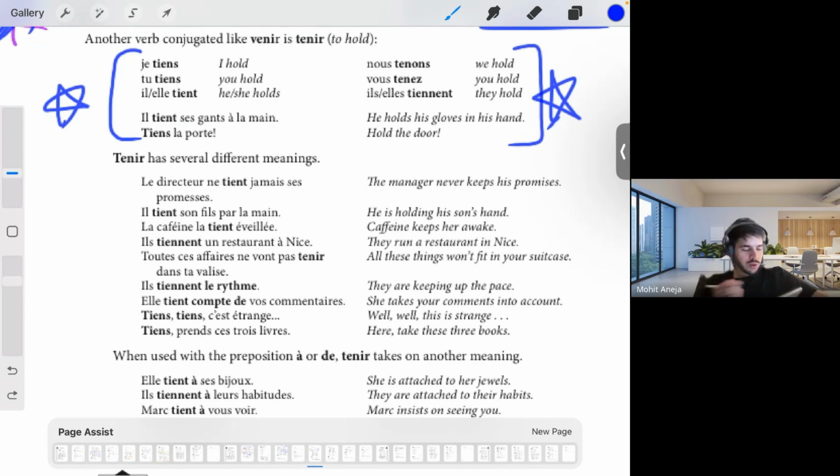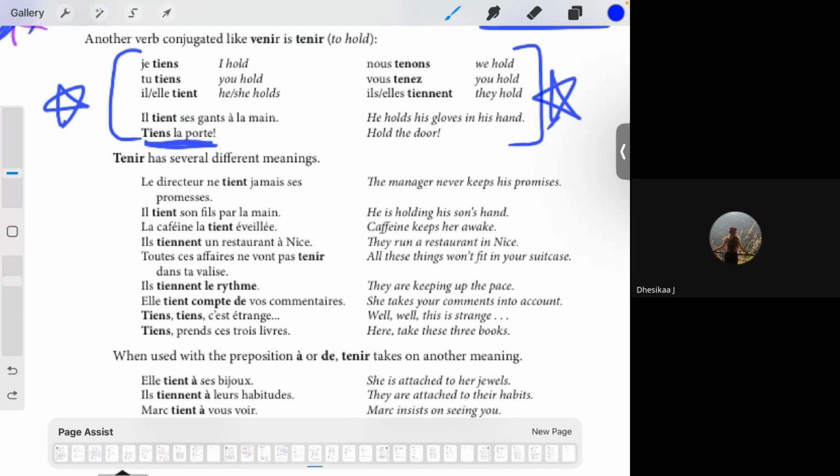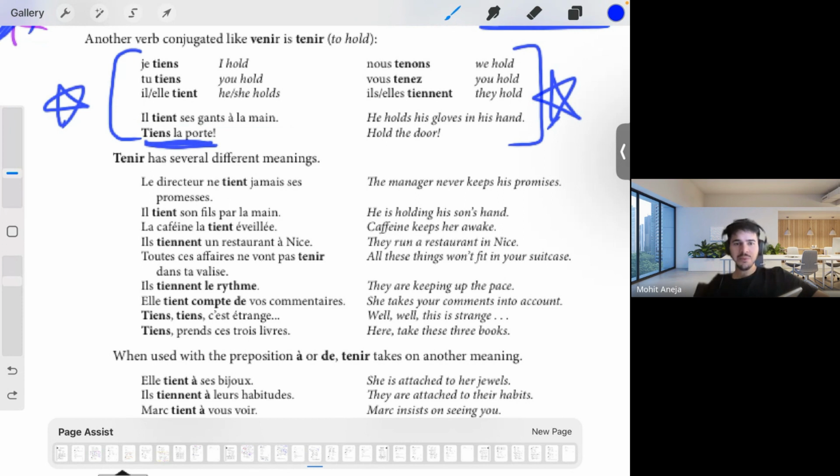We also use this in the imperative. So this is actually an order or command. If you see an exclamation mark, that's a big sign that it's an imperative. So, tiens la porte. I'm ordering someone to hold the door. If you've watched GOT, Game of Thrones, there's a whole episode on this. Hold the door, hold the door.